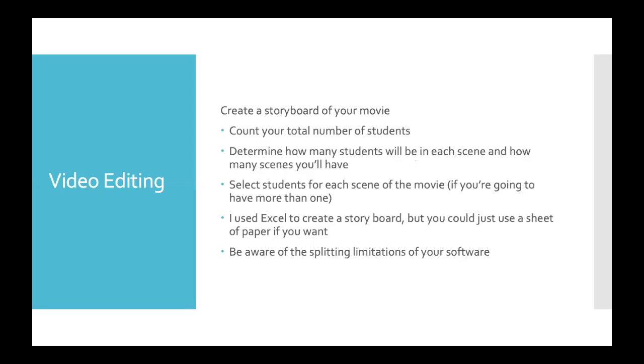But for my group of 80, I didn't want to have a group of 80 the whole time. I didn't think that made as much sense, and it's too busy visually. So I selected students for each scene of the movie. I decided how many scenes that would be and how many students were going to be in each one. As you're doing this, you need to be aware of the splitting limitations of your software. Free software is not going to be able to split it very many times. So that means you would have to create a scene and then export it and then import it and then add it to other things. It's a lot of extra steps.